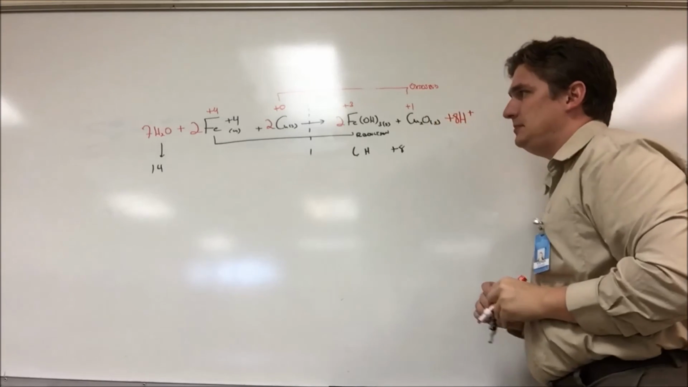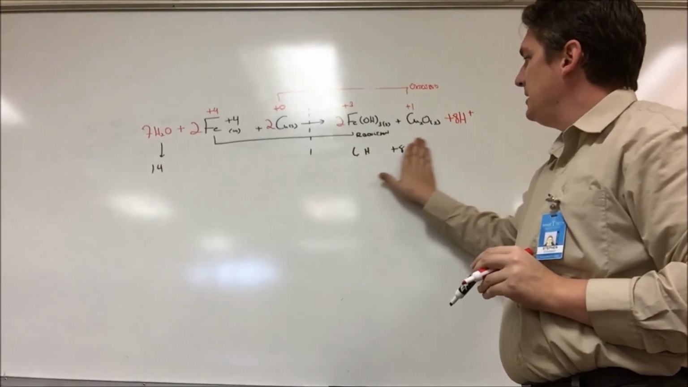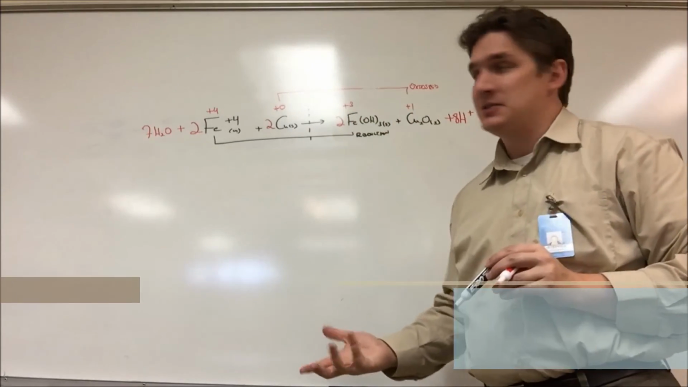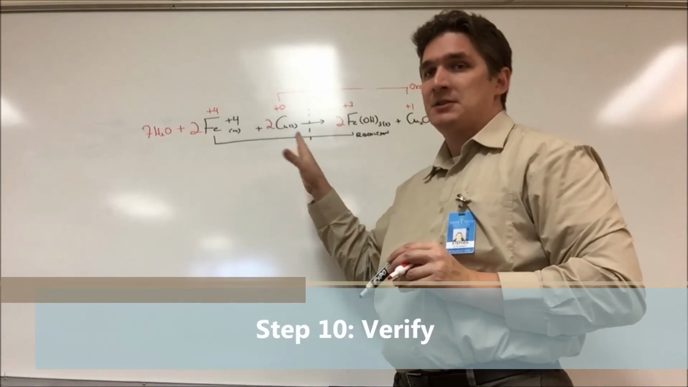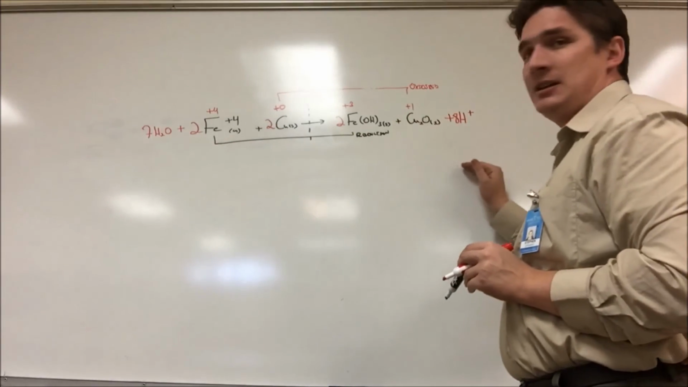So we've got 7 waters on the left now, 8 H+ on the right. Is everything balanced? Well, yes. At this point, you've hit the final step. The electrons being transferred are balanced, the oxygens are balanced, and the hydrogens are balanced. And so at this point, we have finally balanced the reaction.